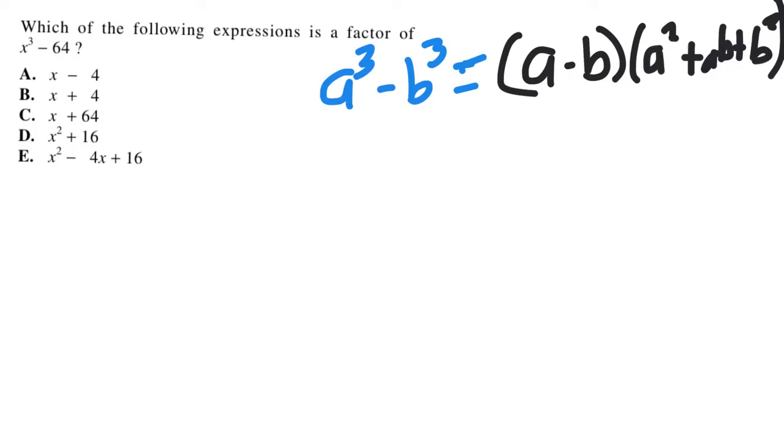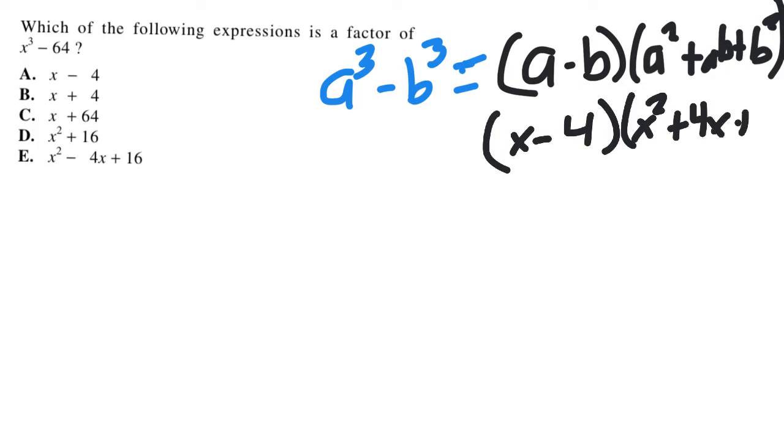Because notice in the formula, it's a cubed minus b cubed. So x cubed, that means the a is x. And to find my b, I would take a cube root of 64 to get it to be 4. Now when I plug this in, that gives me x minus 4 times x squared plus 4x plus 16.